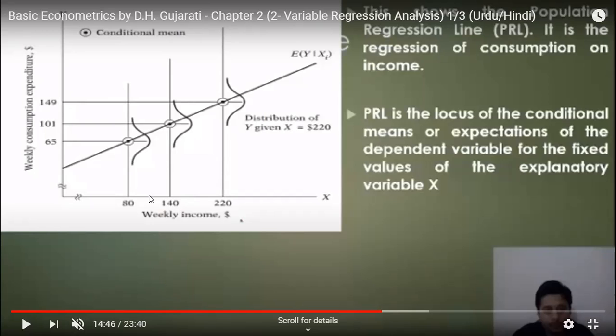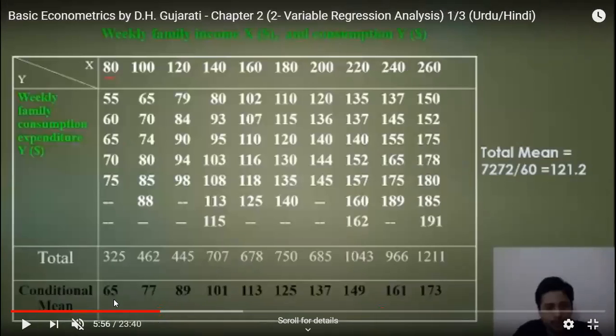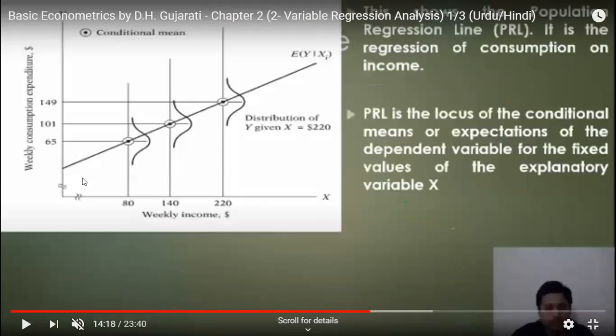So they picked only 3. You could pick all 10 here. They picked 140. If x equals 140, what is the conditional mean of y? It is 101. They put it here. If x equals 220, then the conditional mean of y is 149. They picked it and plotted it here. Let's say all 10 you can plot here, from 80 to what was that? 260. You plot all of them here. So you see 65, 101, 149. They picked some of them. You could pick all of them. So you got 10 points, and you join the points.